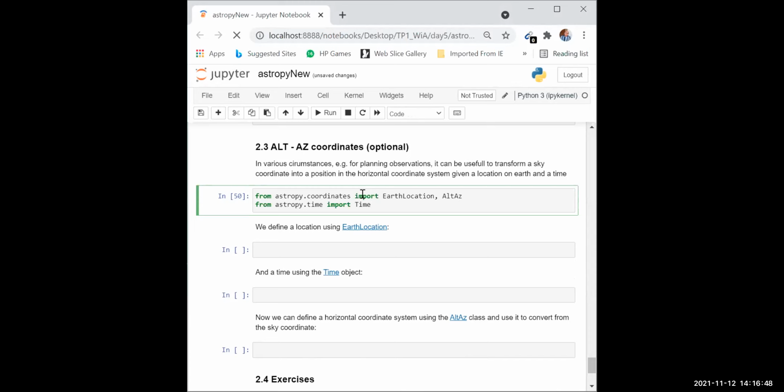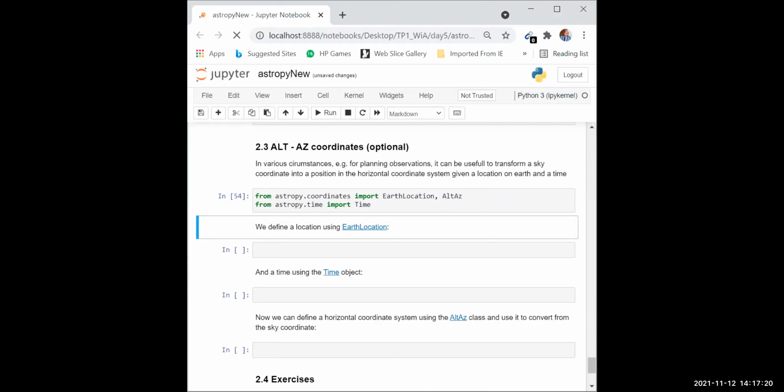So from astropy.coordinates, we import EarthLocation and AltAz. And from astropy.time, we are importing Time. So you have astropy.coordinates, in that you have EarthLocation as well as AltAz, and in time, we are importing Time.